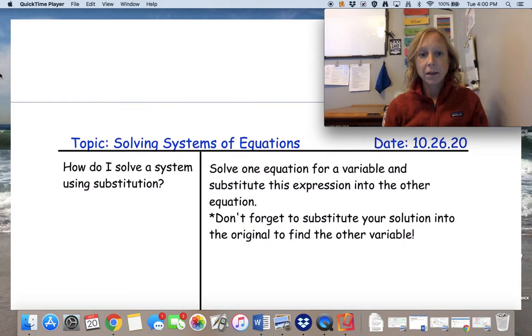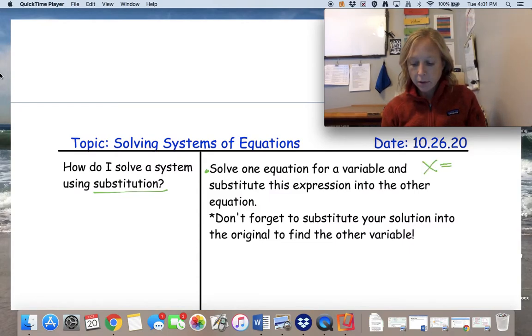We have two methods that we use. We'll go through substitution, the first one, in this video, and in the second video, we'll talk about elimination. So, substitution is one way to algebraically solve a system of linear equations. What you do is first, solve one equation for a variable. So that means one of your equations has to say x equals or y equals. So you have solved for a variable.